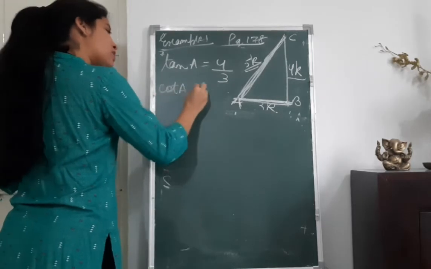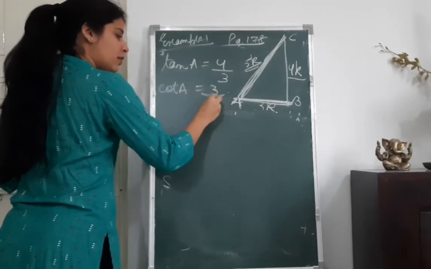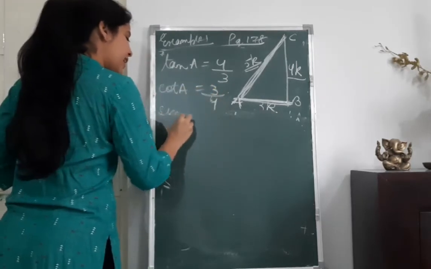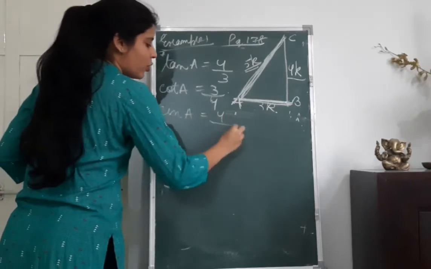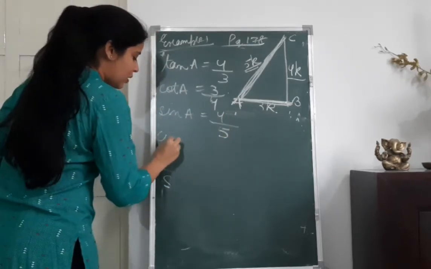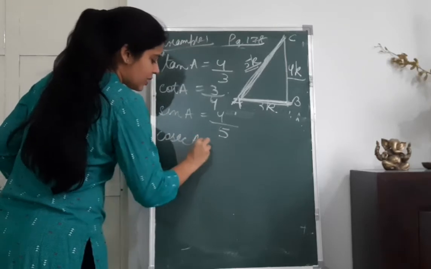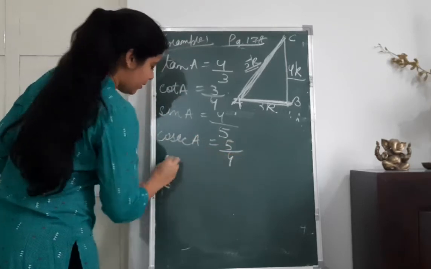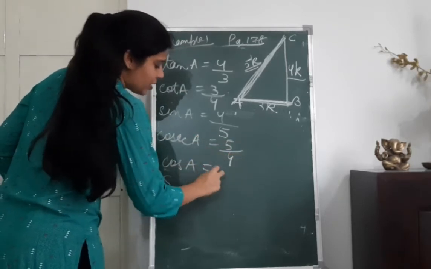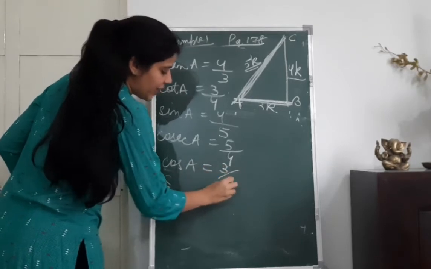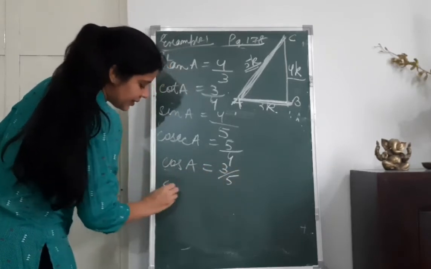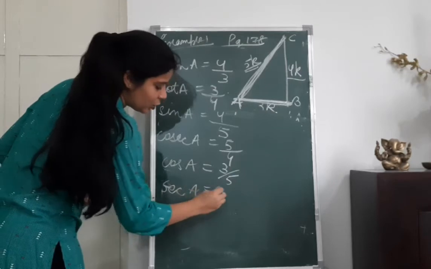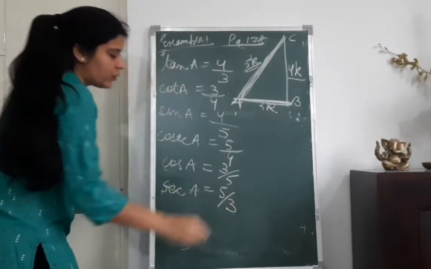Cot A is equal to 3 upon 4. Sin A is equal to 4 upon 5. Cosec A is equal to 5 upon 4. And cos A is equal to 3 upon 5. And last, sec A is equal to 5 upon 3.